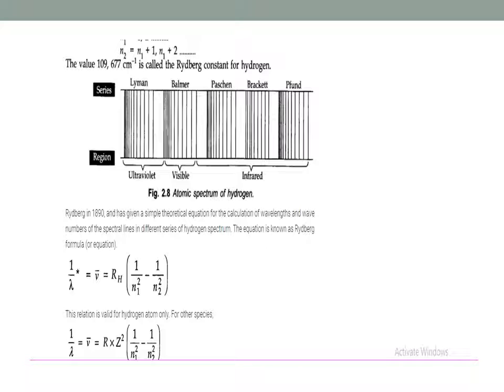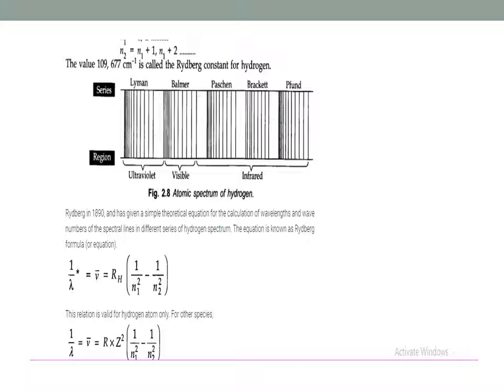On the screen, atomic spectrum of hydrogen is shown. There are some series: Lyman, Balmer, Paschen, Brackett and Pfund in the region. Lyman is in the ultraviolet region, Balmer in visible, and Paschen, Brackett and Pfund are in the infrared. The equation, known as Rydberg formula, can also be written as 1 by lambda is equal to nu bar is equal to RH into (1 by n1 square minus 1 by n2 square). The relation is valid for hydrogen atom only.